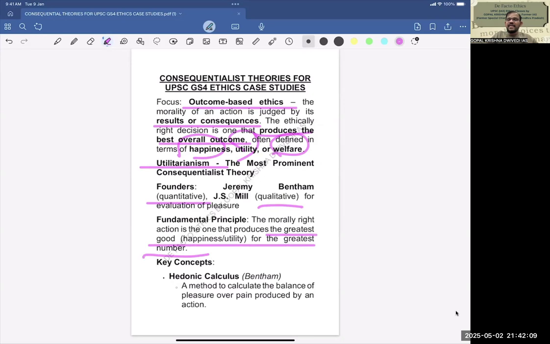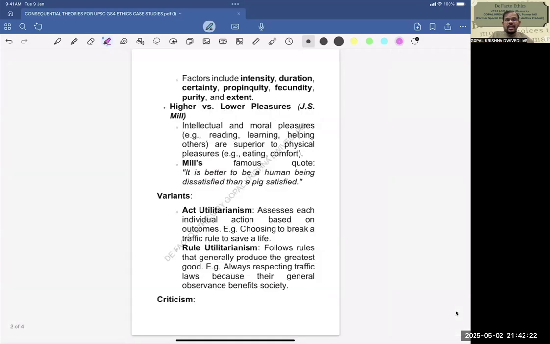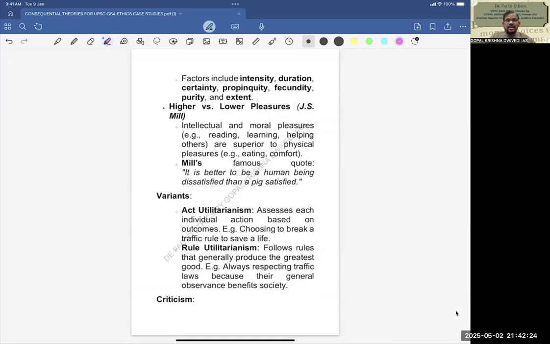Now, what are its key concepts? Let us understand that. Hedonic calculus. This was given by Bentham. It is a method to calculate the total overall pleasure or pain. What are the factors used for that? The factors used are intensity, duration, certainty, propinquity, fecundity, purity, extent, etc. These are the factors utilized for measuring the ultimate pleasure or pain, as per Bentham.